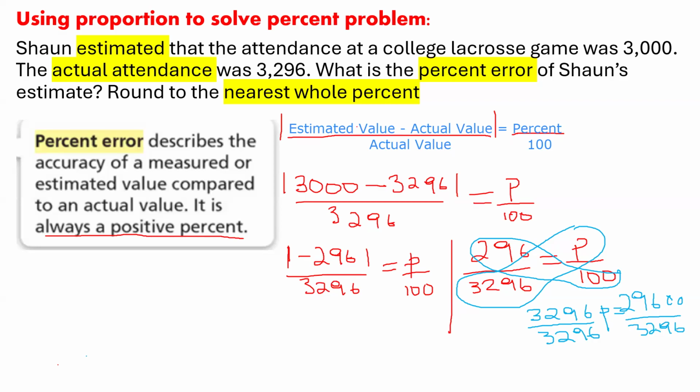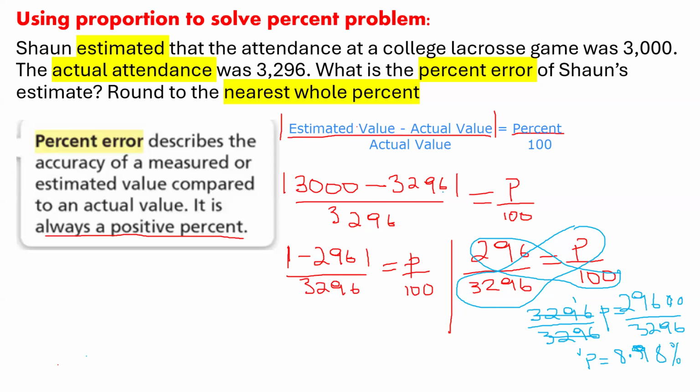So 3,296 into itself goes 1. 1 times P is 1P, or we can say P. And when we divide 29,600 by 3,296, we are going to get approximately 8.98%.